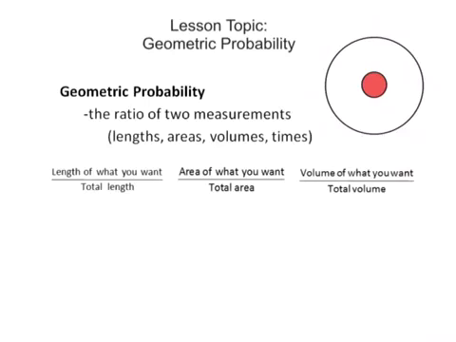So if it's a ratio of the two measurements, it might be the length of what you want. Again, that's kind of in quotes what you want. Let's say what you want is to hit the bullseye, okay? So the length of what you want out of the total length, or the area of what you want out of the total area, or the volume of what you want over the total volume, or the time that you want out of the total time, whatever the situation is. Let's take a look at some examples.